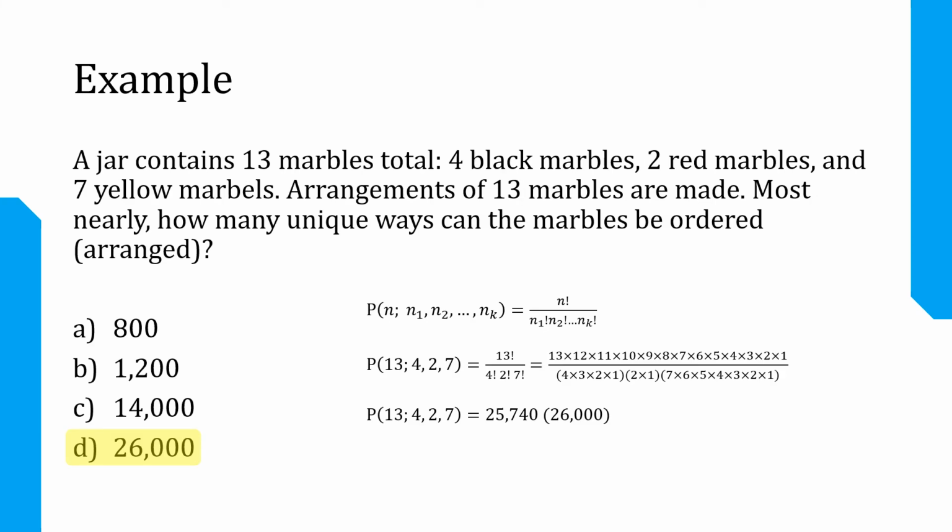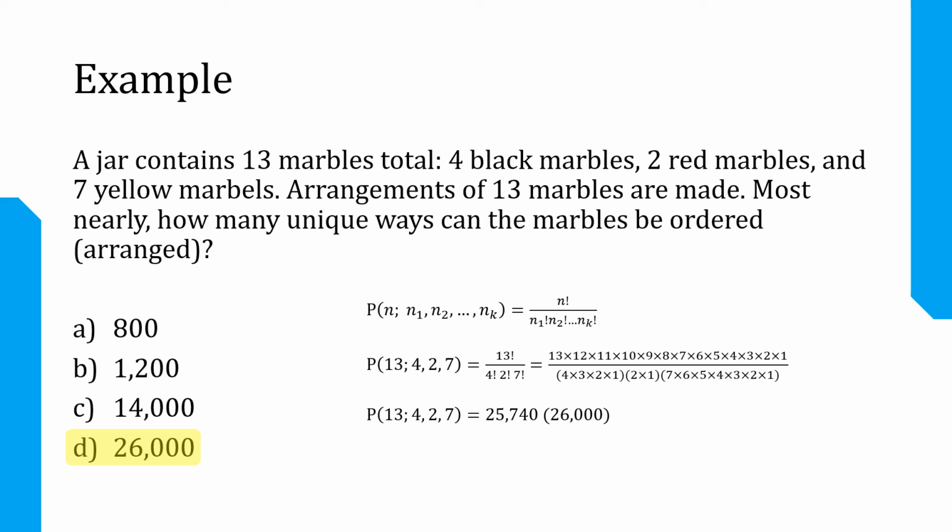So let's get right into another example problem, because I think example problems are the best way to visualize and understand how these equations are utilized in the real world. An urn contains 13 marbles. From those 13, 4 are black marbles, 2 are red marbles, and 7 are yellow marbles. Arrangements of 13 marbles are made. Most nearly, how many unique ways can the 13 marbles be arranged?